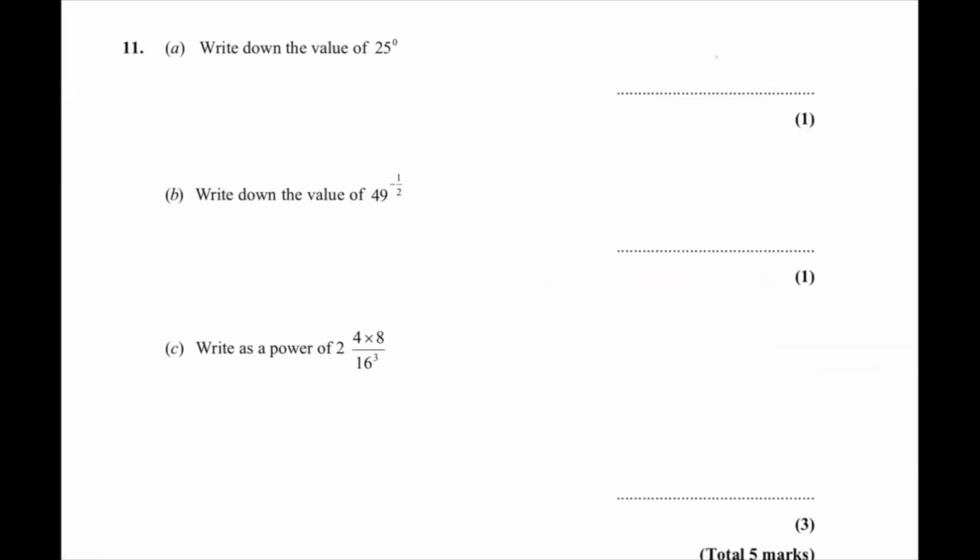Okay, anything to the 0 is 1. We've then got 49, and then it's to the negative half. The denominator is a root. It's 2, so it's a square root, which gives us 7. The numerator is a power, but anything raised to the power 1 is itself.